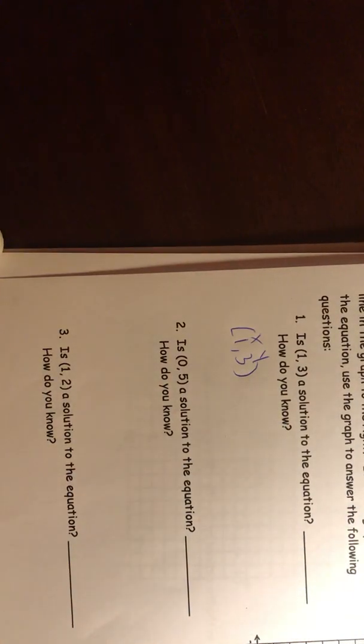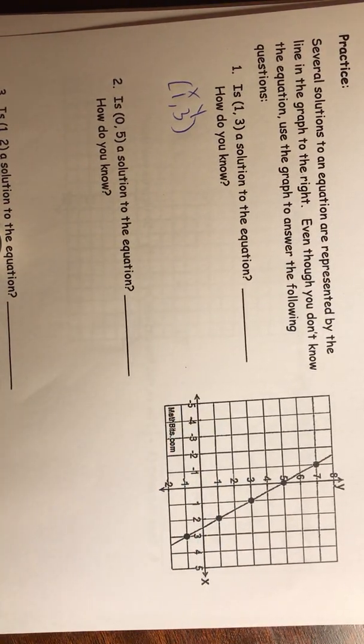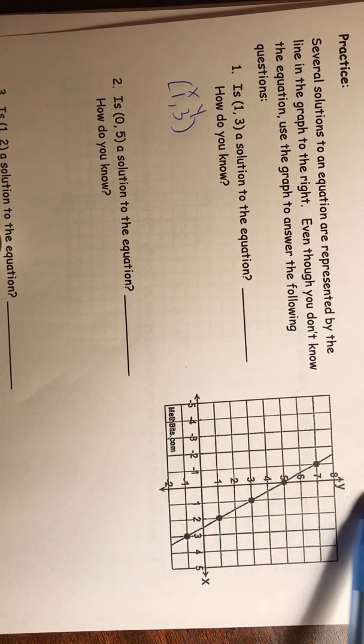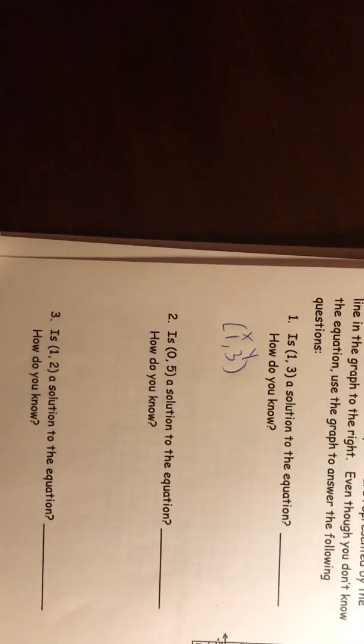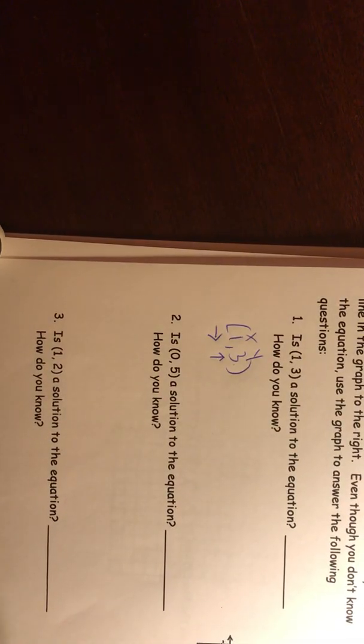Okay. (1, 3). Remember, this is your x and this is your y. And the x-axis, if you put your finger on it, goes left or right. Any y value is referring to an up and down motion. So the 1 is positive, so you're going to go right. And the y is positive, so it's going to tell you to go up. So where do we start when we plot points? We start at the origin.